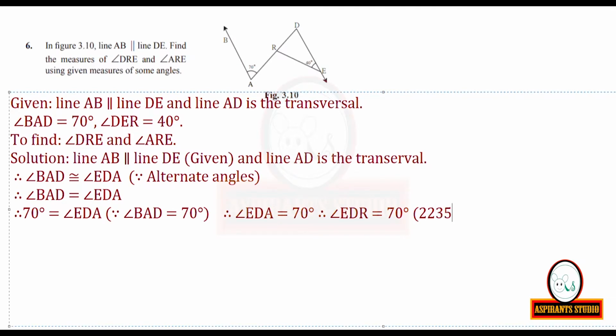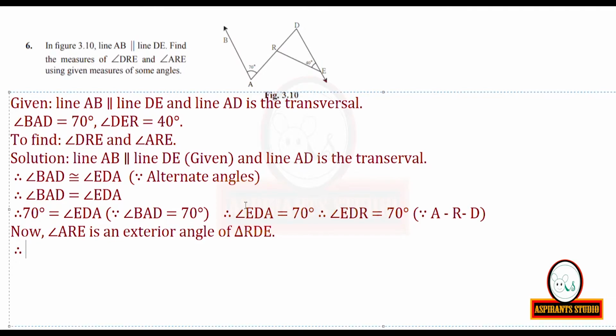Now, coming to triangle RDE. Angle ARE is an exterior angle of triangle RDE. Now, look at triangle RDE in the figure. The side DR is extended to A. So you get angle ARE is one of the exterior angles of triangle RDE.